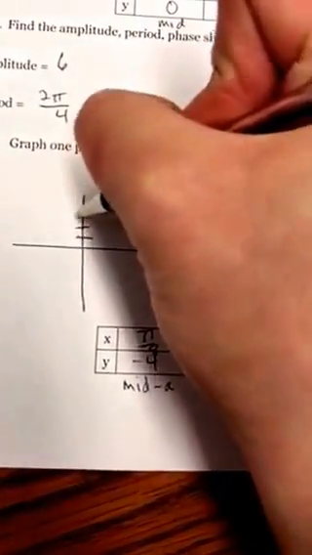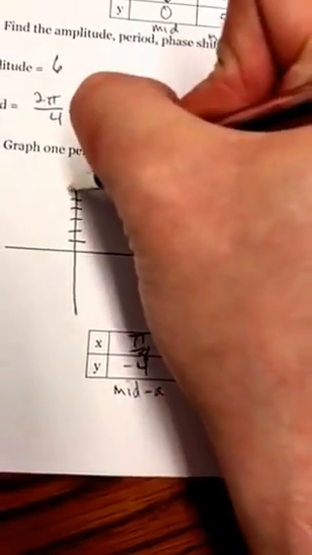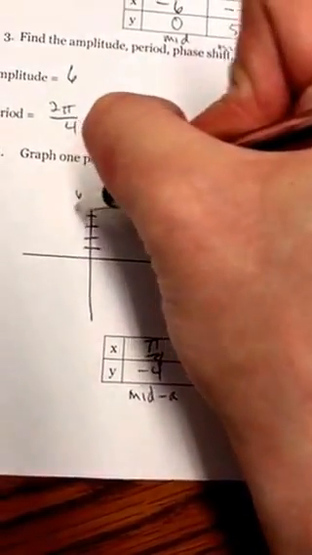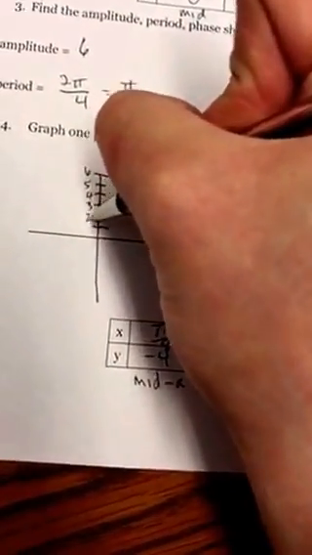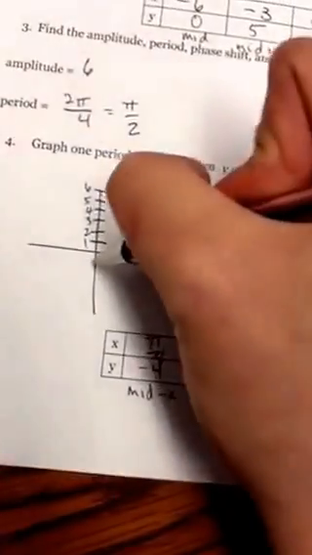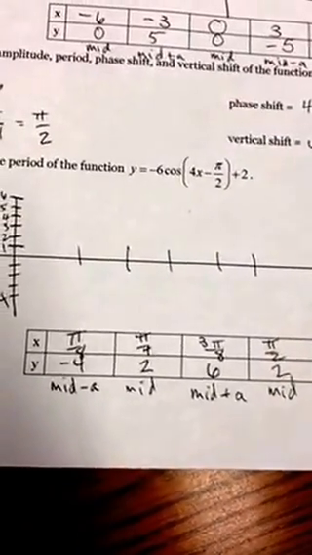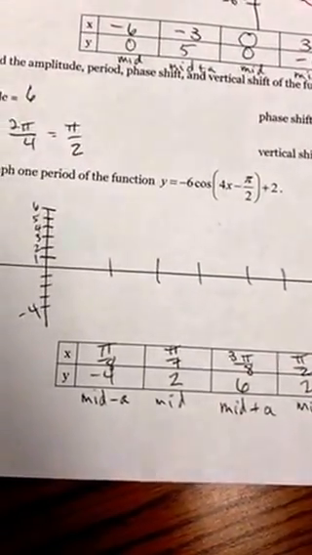We are going to go up 6. So 1, 2, 3, 4, 5, 6. 5, 4, 3, 2, 1. And we are going to go down 4. 1, 2, 3, 4. Negative 4. Okay, so I'm going to draw our midline too since we're here.